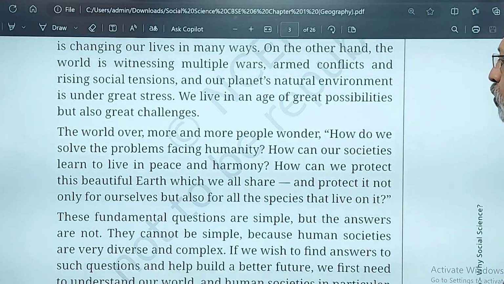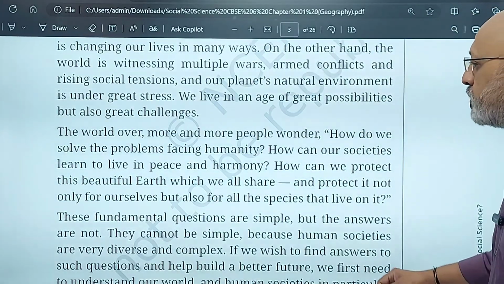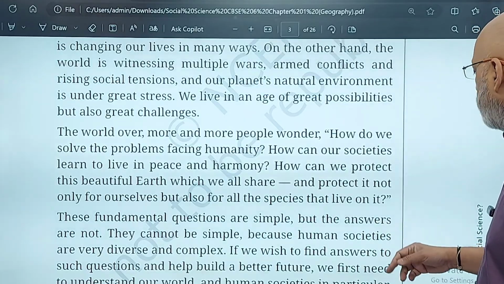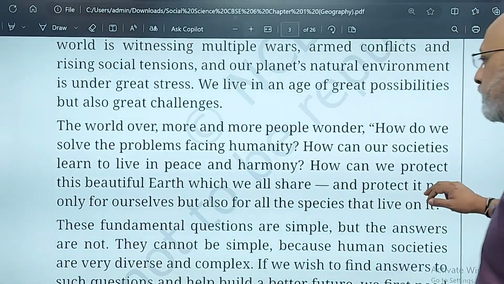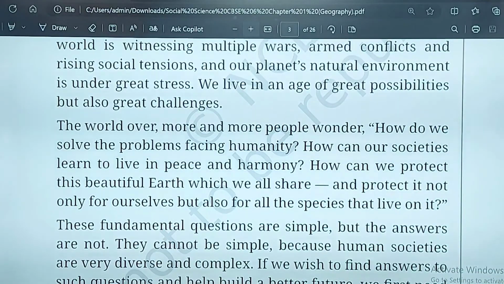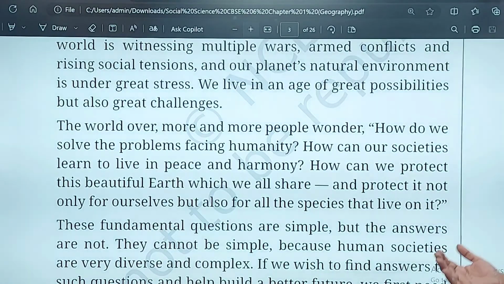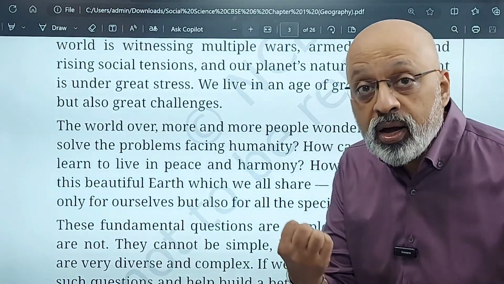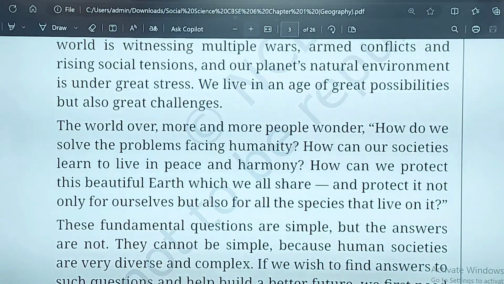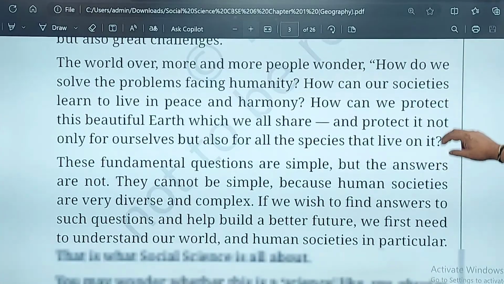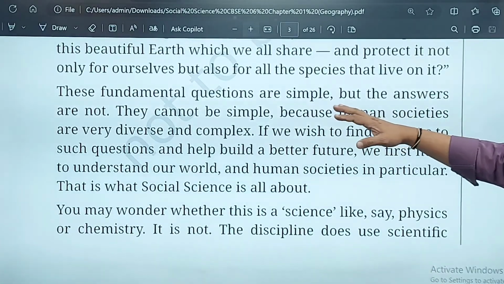The world over, more and more people wonder, how do we solve the problems facing humanity? How can our societies learn to live in peace and harmony? How can we protect this beautiful earth which we all share? Now, these are all our worries. These are our concerns. इन सबकी हमको काफी चिंता है, right? Now, these fundamental questions are simple, but the answers are not.